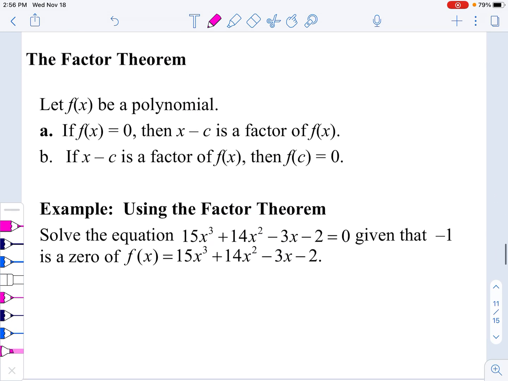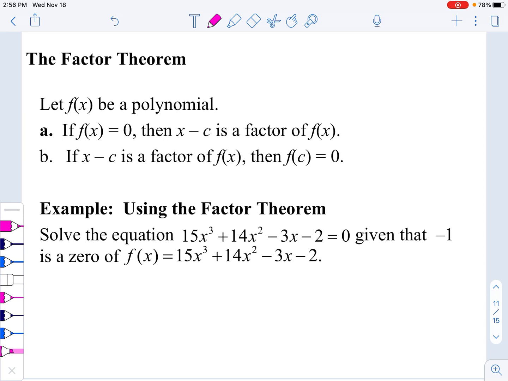Let's take a look at another theorem. It says the factor theorem. It says let f of x be a polynomial. If f of c is equal to 0, so the value of the function is equal to 0, then x minus c is a factor of f of x. That means that it divides in evenly, right? There's no remainder. It's a factor of it. Part B says if x minus c is a factor of f of x, then f of c is equal to 0. That means it's a solution or an intercept.